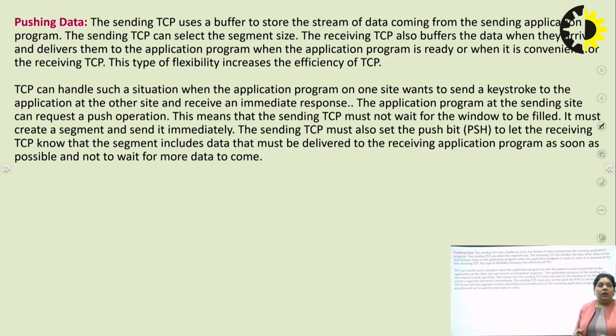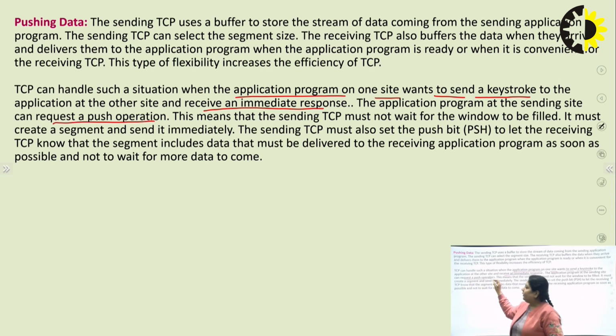Pushing data. Listen. Sometimes we want to send data that needs an immediate response. So what would be done at that time? For example, when an application program on one side wants to send a keystroke. Keystroke means when the client or application program pushes a button or clicks on a button or sends some data immediately, it wants TCP to give an immediate response. It sends a request and it wants an immediate response from TCP or from the client or server. What would TCP do at that time?